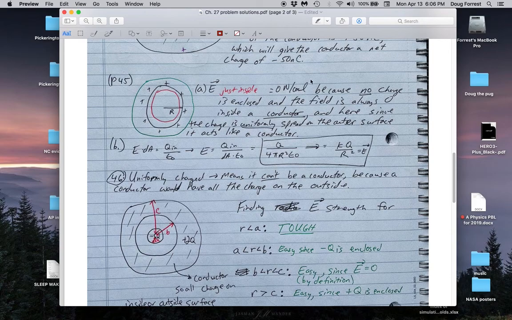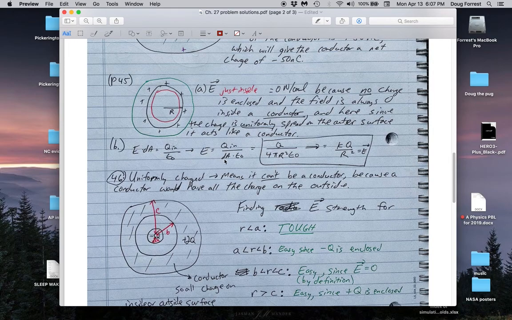So just inside, the electric field is 0 newtons per coulomb, so no charge is enclosed, and the field is always 0 inside a conductor. And here, since it's uniformly spread out, it's acting like a conductor. So in this particular case then for part B, just outside, we look at that radius r, figure out the charge enclosed. So this is the formula basically relating it to electric flux.